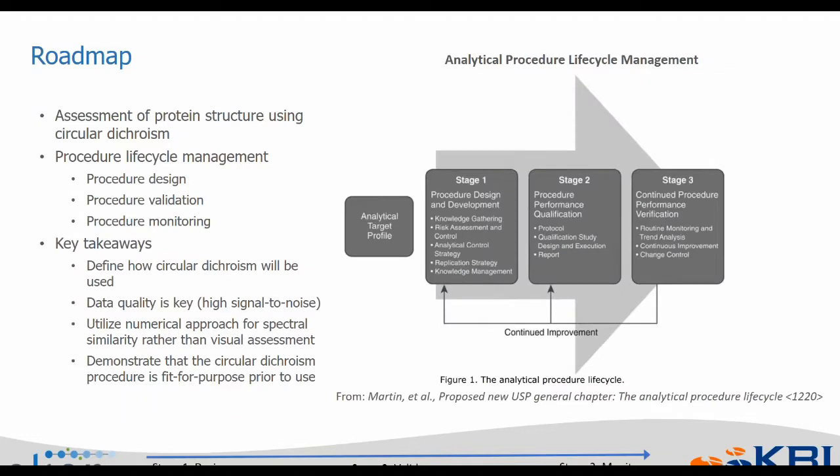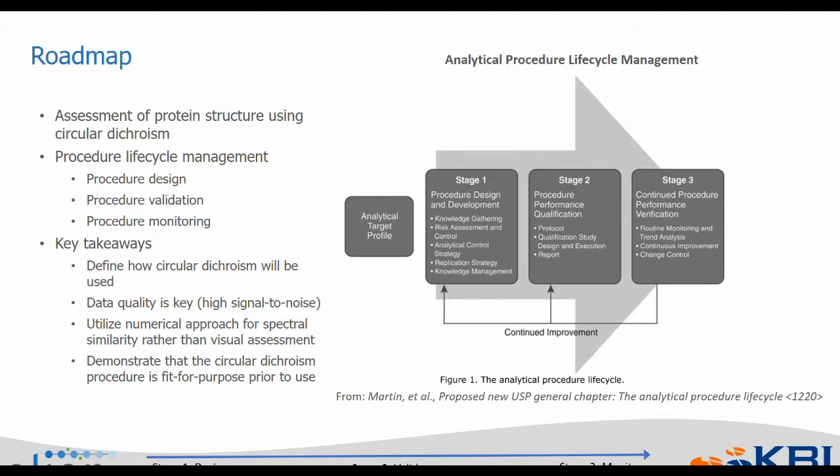Much of the content in this presentation is taken from a stimuli article that was proposed by Martin and colleagues to the United States Pharmacopoeia. It's a proposed new USP General Chapter called the Analytical Procedure Lifecycle 1220. And I've taken figure 1 shown on this slide from that stimuli article. Figure 1 shows the analytical procedure lifecycle through a series of stages, beginning with something called the analytical target profile, which I'll discuss on the next slide, and then moving into the life cycle stages 1, 2, and 3.